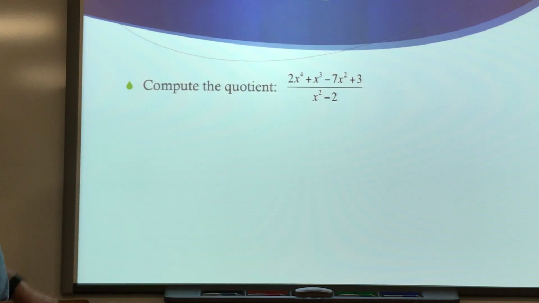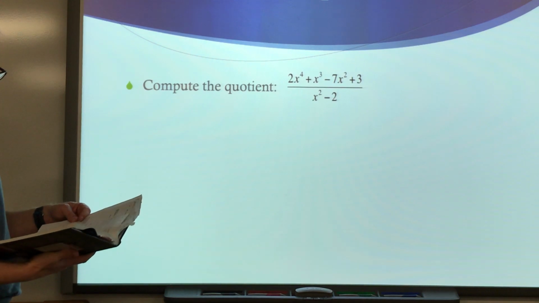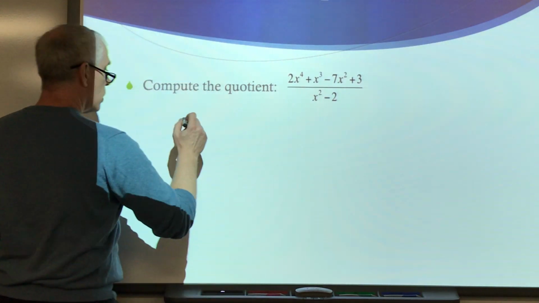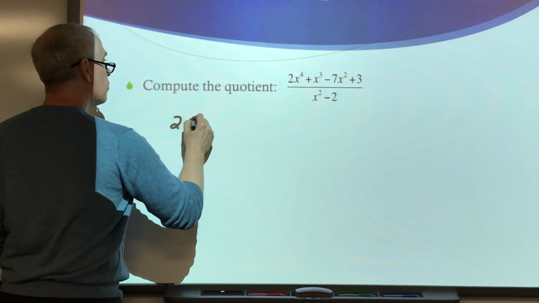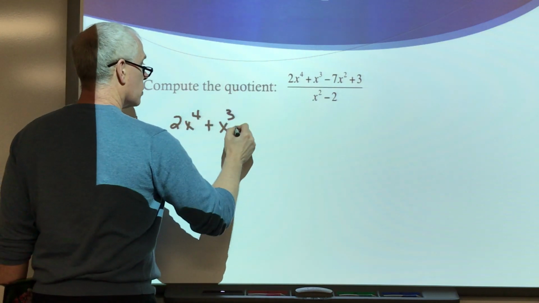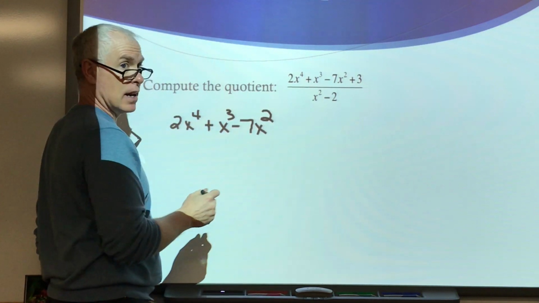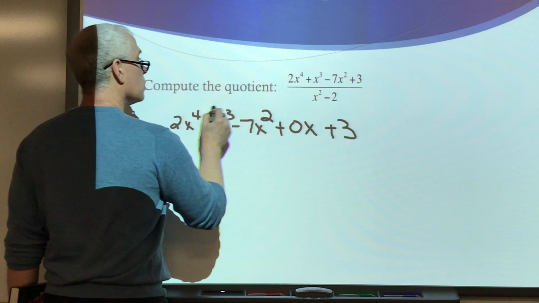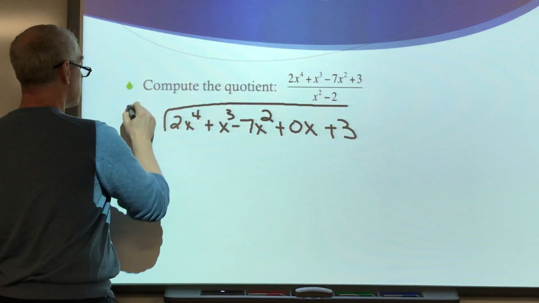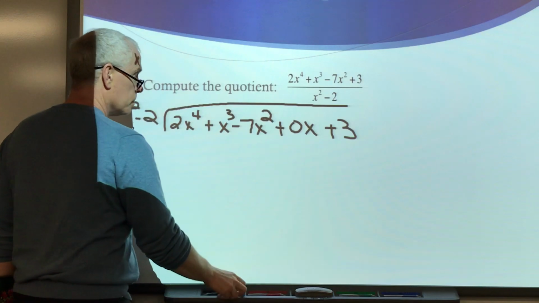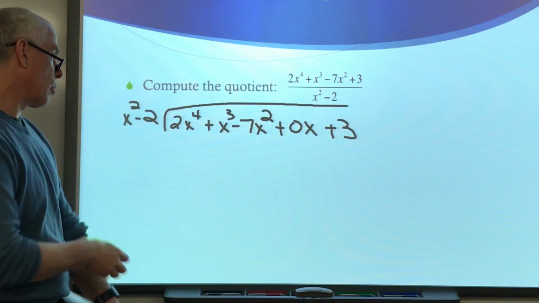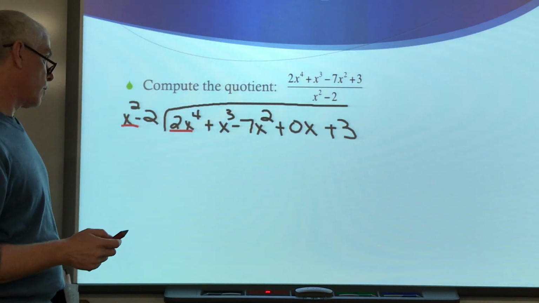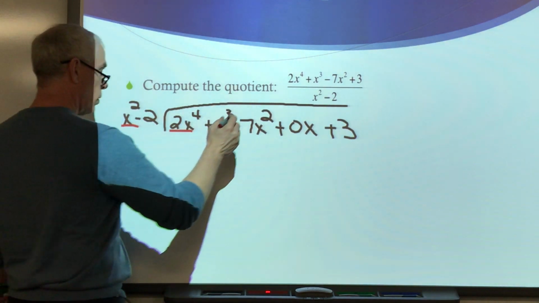Right, example 4, compute the quotient. Well now, since I'm dealing with an x squared on the bottom, I'm back to long division, you guys. Okay, so we're going to go 2x to the fourth plus x to the third minus 7x squared. I don't have an x to the first term, so I'm going to put 0x and then plus 3. And we're going to divide that by x squared minus 2. Okay? And we're going to go through the same process that we did before. So we're going to focus on the first terms. 2x to the fourth divided by x squared is 2x squared.